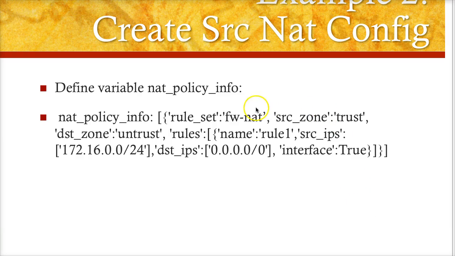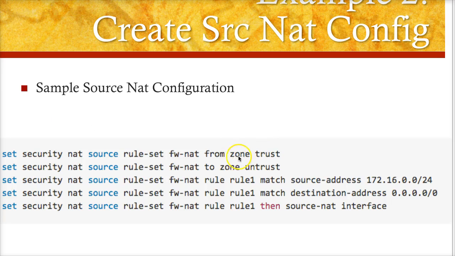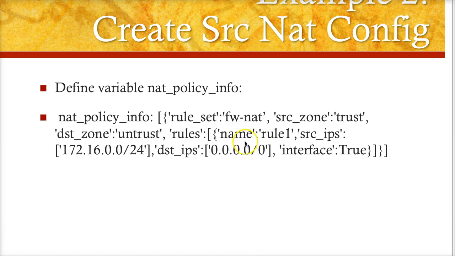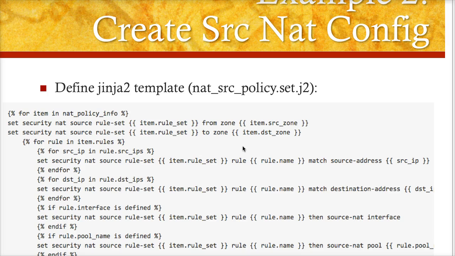And the next step is you define the variables, right? So you set up all these: rule set, source zone, destination, name, right? So you basically look it up, right? So you have the source and destination zone, right? Source and destination address, and then the rule name, right? So this will be built into the variables.